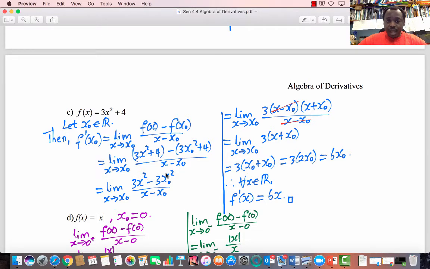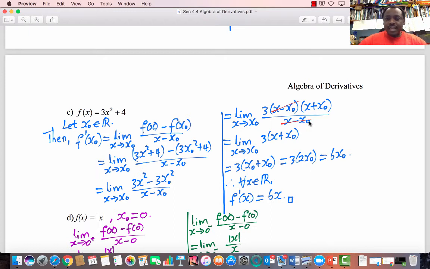And using simple algebra, that equals the limit as x approaches x naught. Factor out the 3, and factor x squared minus x naught squared using what we popularly call the power rule or the difference of powers formula. That is x minus x naught times x plus x naught, all of that divided by x minus x naught.